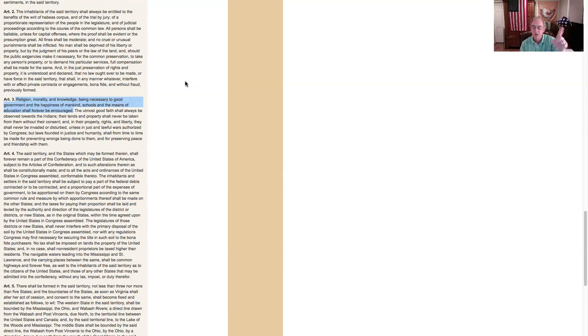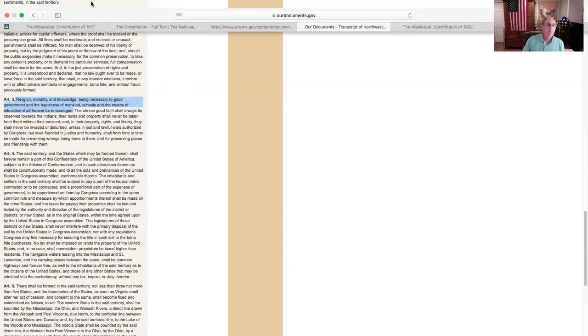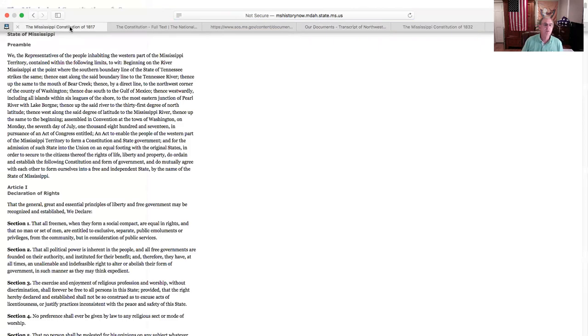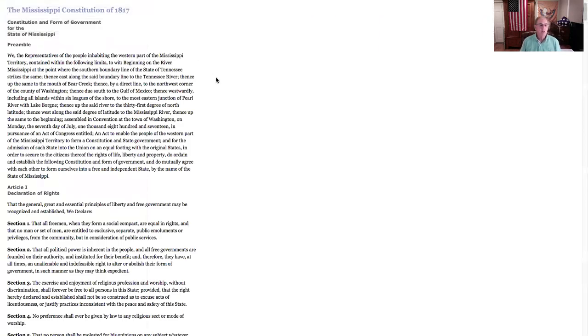This document has been compromised when it comes to the slavery issue. That's where you get the Mason-Dixon line and the Missouri Compromise, because this document outlaws slavery. But that's not the footnotes that we're chasing here. So with that in mind, let's go look at the Mississippi Constitution of 1817. This is a big preamble. It goes through all the delineations of the boundaries of the state.